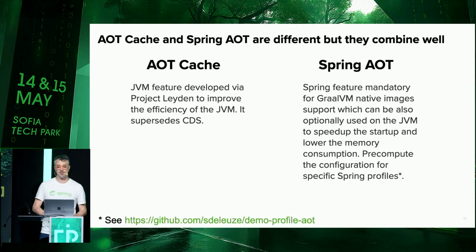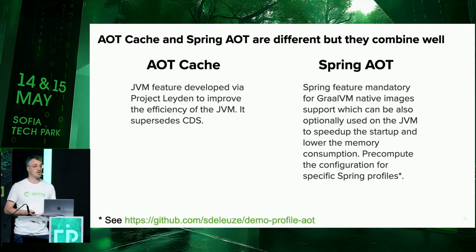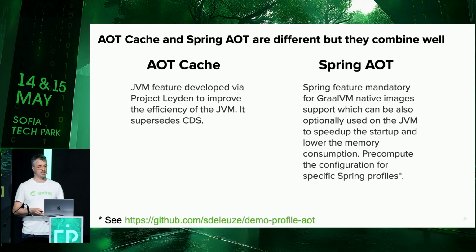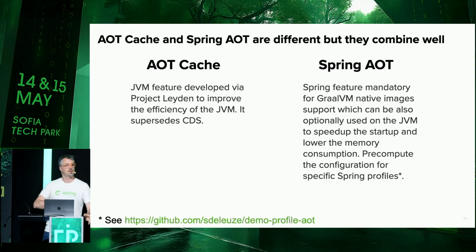When we are talking about Spring AOT, I don't go too much into the detail of Spring AOT in this talk. It's mostly CDS and AOT cache focused. Spring AOT is a feature that we have developed primarily for the GraalVM native image support, so it's mandatory for GraalVM support. It basically computes a static version of your application context to speed up the startup time and provide native compatibility. And you can optionally use it on the JVM, but it introduces some side effects and constraints, like you need to pre-compute the configuration file for specific Spring profiles. So this is why with the open source stuff, I advise you to use primarily, initially, just AOT cache, and then you see if Spring AOT could be a good fit. AOT cache has fewer constraints.